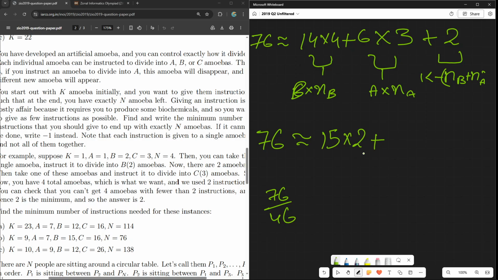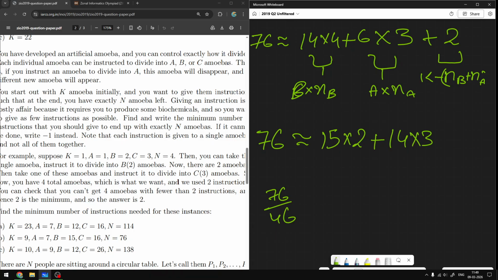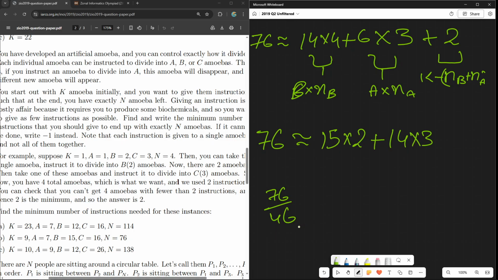42 plus 14 into 3, right? 14 into 3 is 42. 28 plus 14 is 38. Yeah, 42. That's 42. And if you subtract 42 from this, you will have remaining 4. And again, k minus 2 plus 3 is 4. Sorry. Yeah, 4.